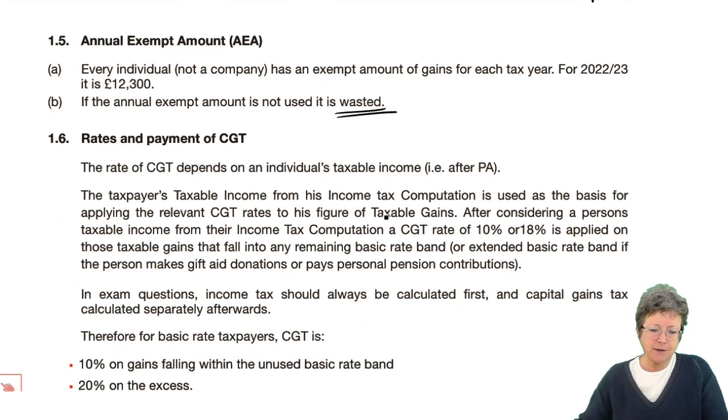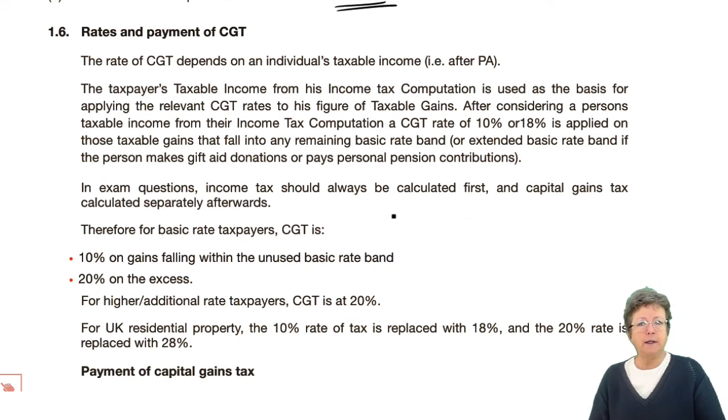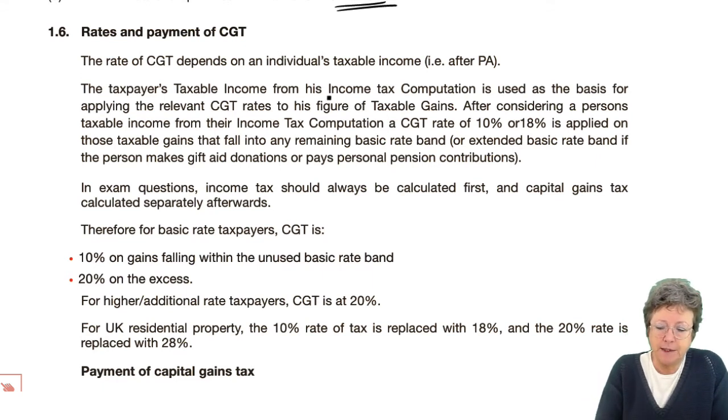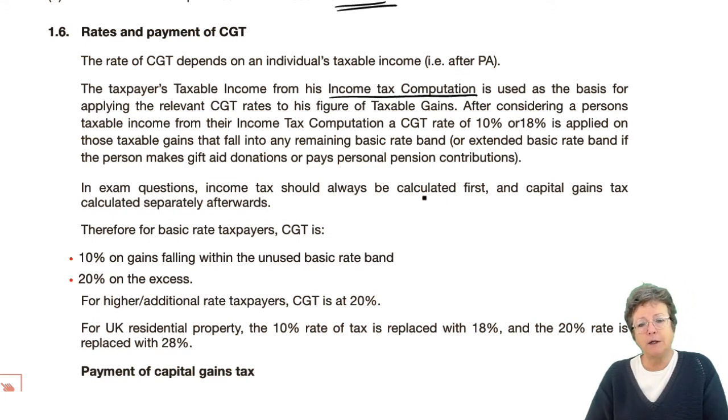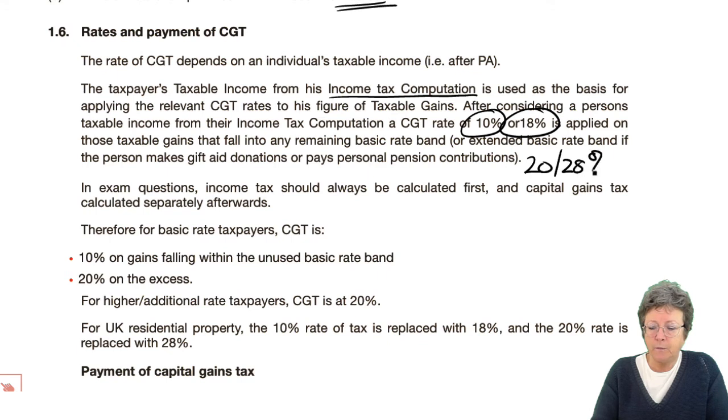The rates of tax, let's have a look at those. It depends on your income for income tax purposes. So a taxpayer's taxable income from his income tax computation is used as the basis to work out the relevant rates for capital gains tax. So it's either 10% or 18% if you're a basic rate taxpayer, and then it's 20 and 28% if you're high rate. So these are basic rate and that's high rate.